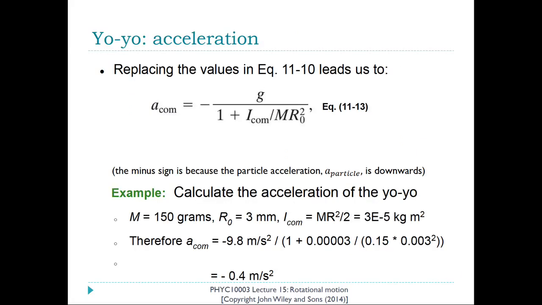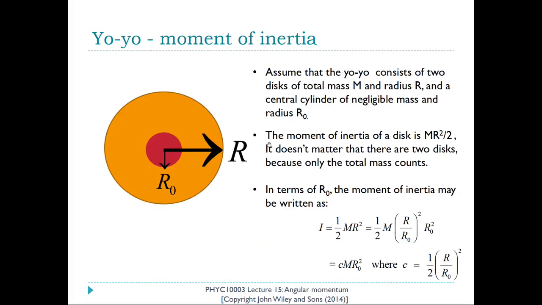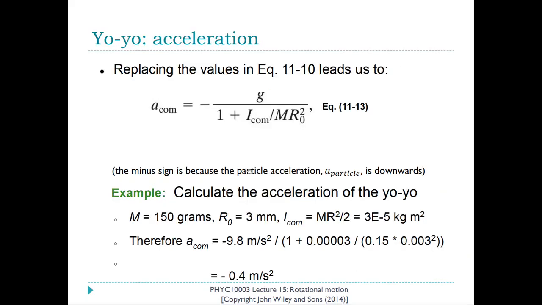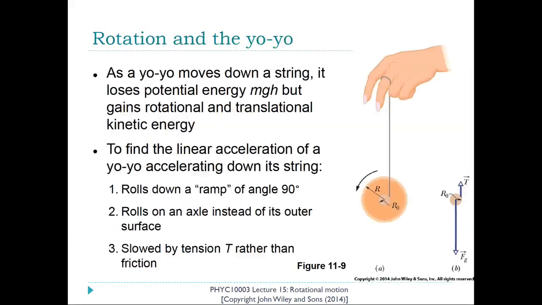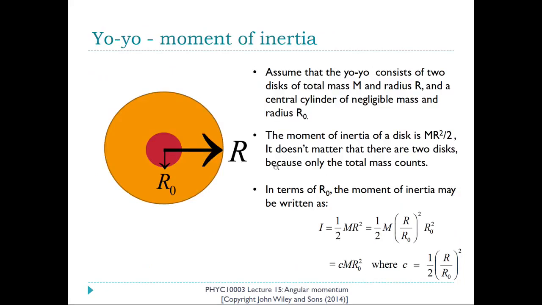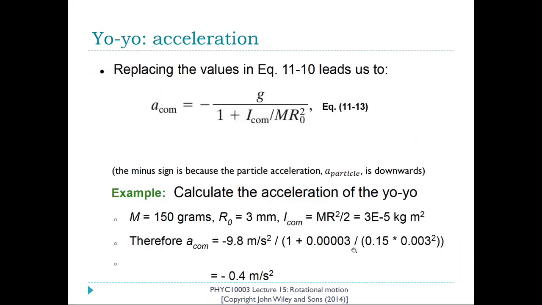Now we can replace those values going back to our equation 1110, where we had a center of mass is equal to acceleration of the system divided by 1 plus c. And what we've done here, what this whole messy looking thing is, we've just substituted these values in, because I is equal to this. And we know that the system, going back here, we've just substituted those factors into it.